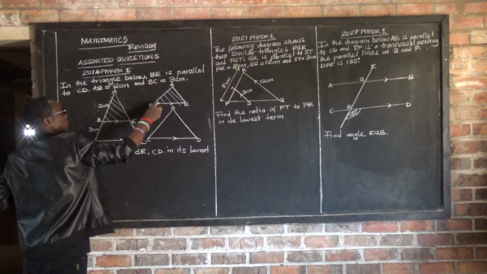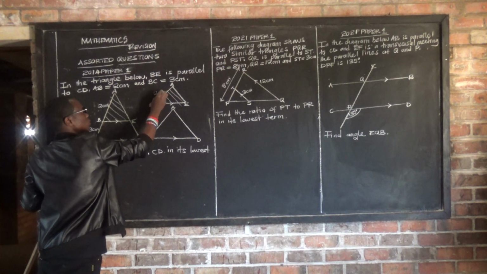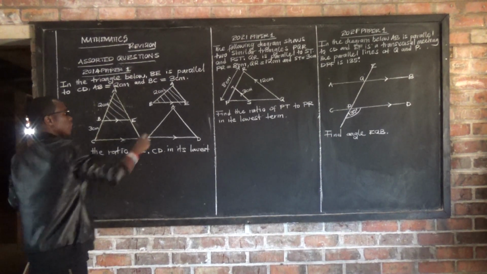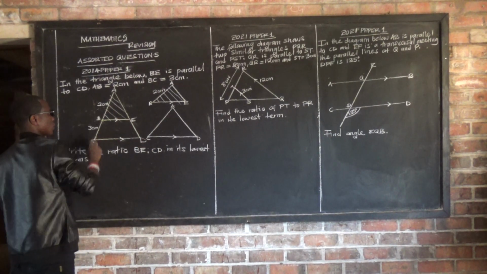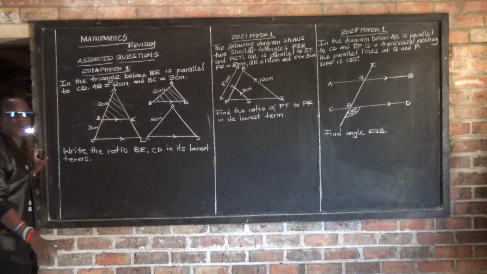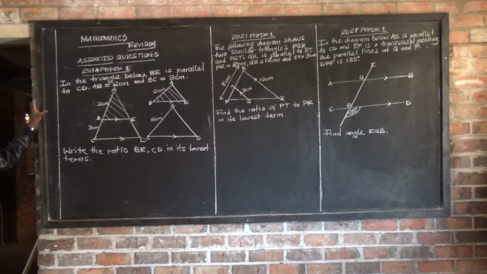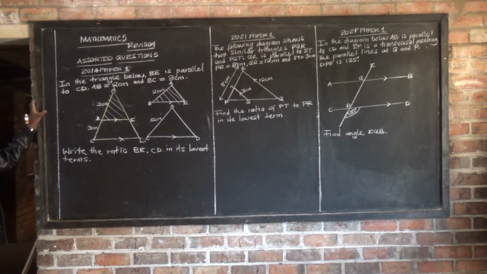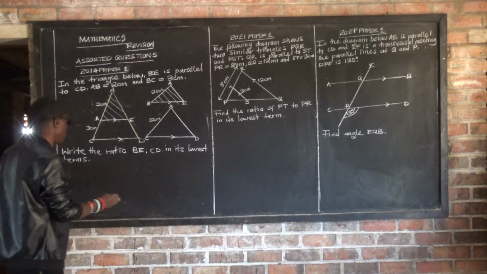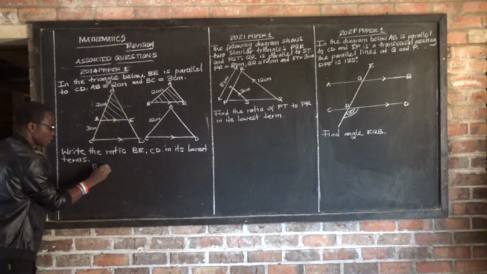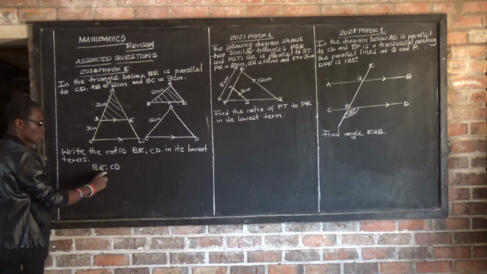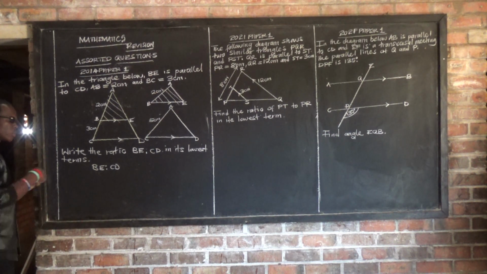So from A to B, this is 2. Then from A to C, it's 2 plus 3, which is 5 centimeters. So we know that ratios of corresponding sides are equal. So BE to CD, we're going to get a pair of corresponding sides.